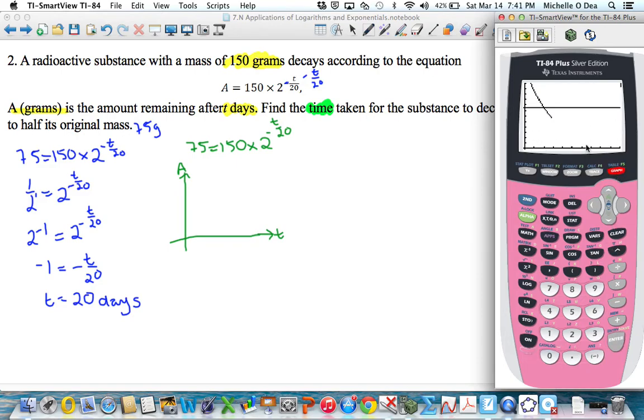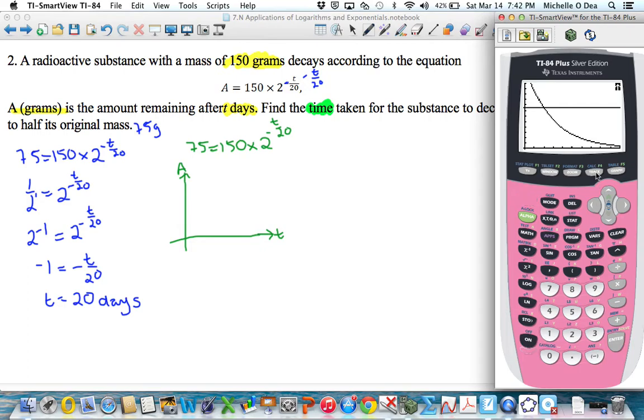Hopefully I've already got a reasonable screen from the previous question, luckily. So I can see now the graph is going the other way because it's a decay. This is your line y equals 75. Here is your point of intersection. That's what we need to find.